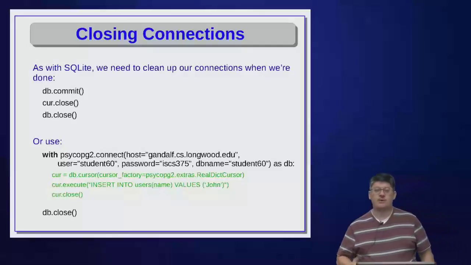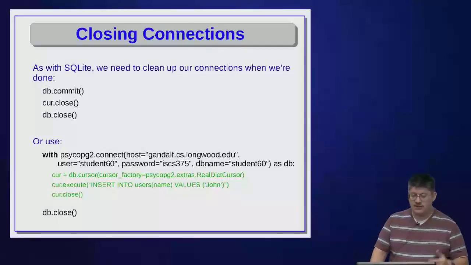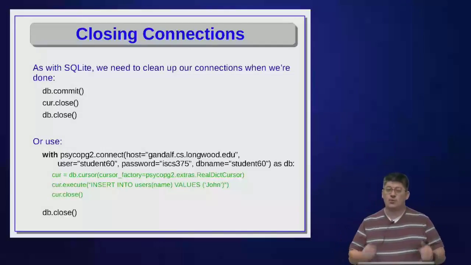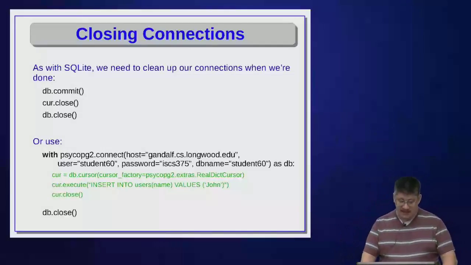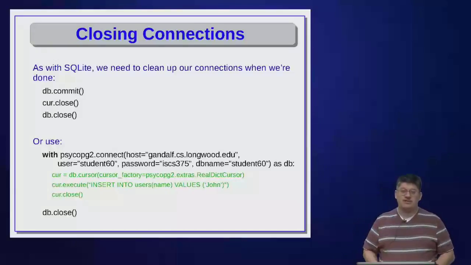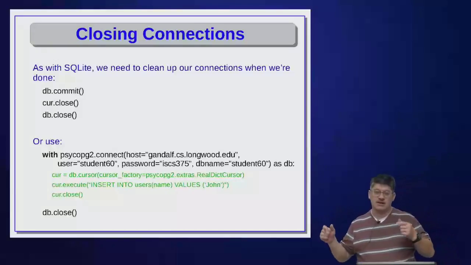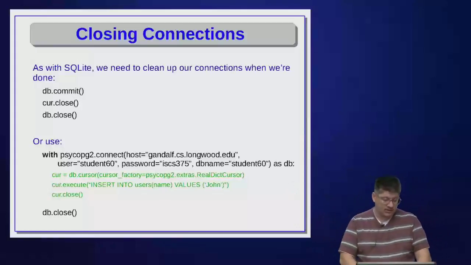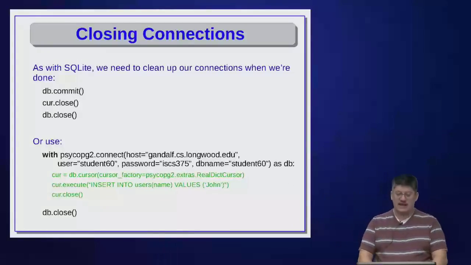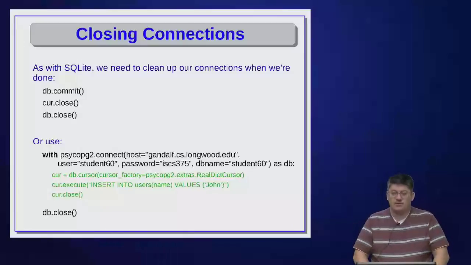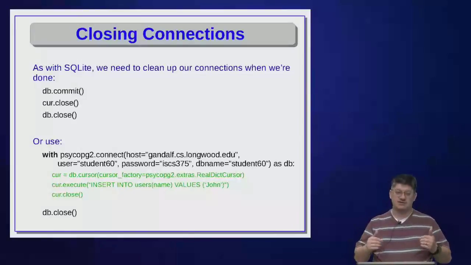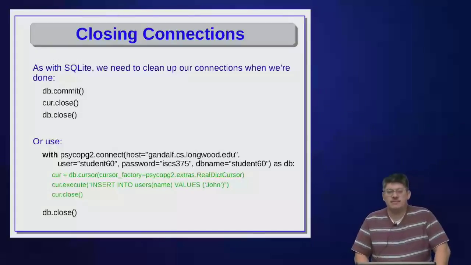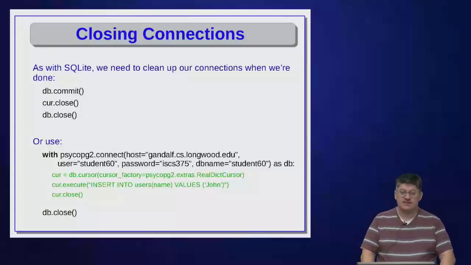So when I'm done with my queries, I need to clean up. So I can say db.commit and cur.close and db.close, or I can use the with syntax that we learned last time. So I can say with psycopg2.connect and my big long connect string as db colon, and then I have to indent my code. So I can create my cursor and I can insert a value into my users table, and then I can close the cursor, and then at the end I close my database. I don't have to commit because the with structure takes care of that for me.